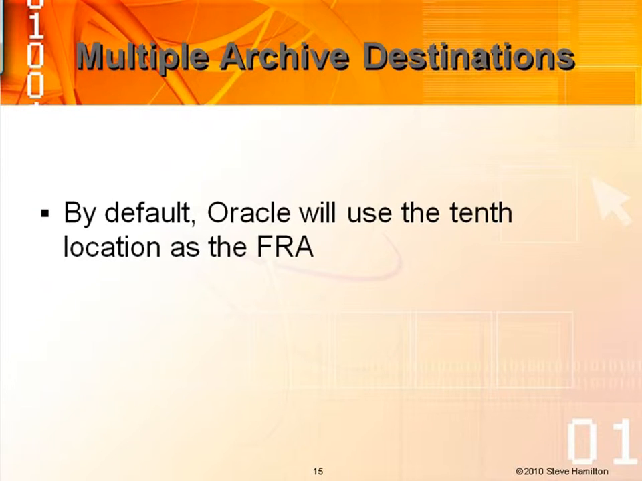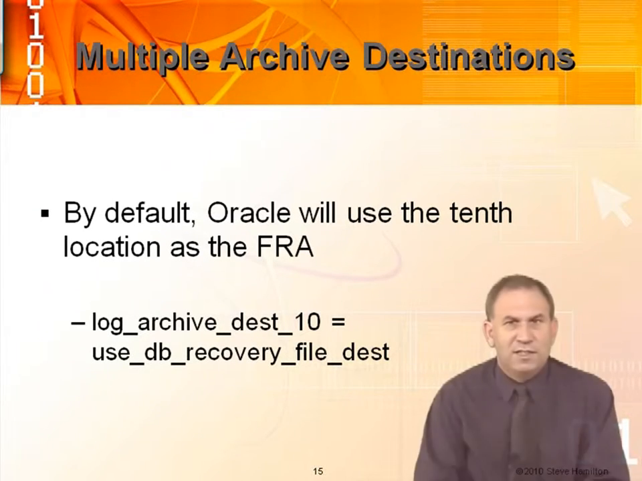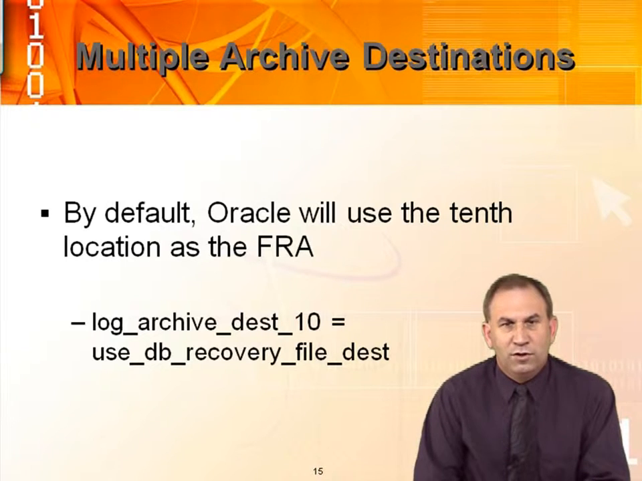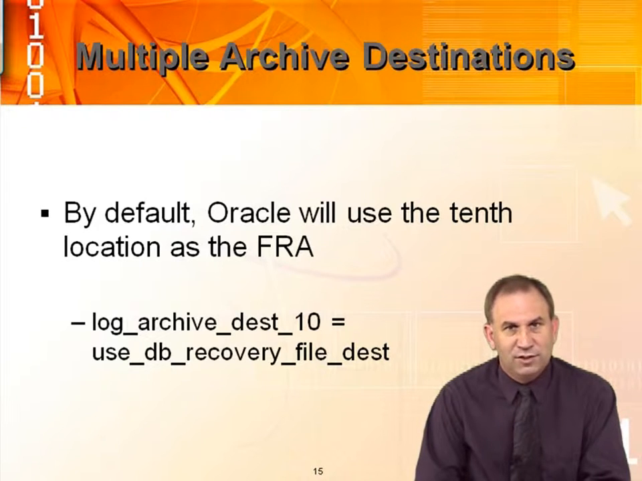By default, Oracle will use the 10th location from the FRA, or Flash Recovery Area. When you look at the initialization parameters, you will see this parameter, log_archive_dest_10. 10 is going to indicate the 10th destination, and it will be pointing to a dynamic parameter which is called use_db_recovery_file_dest. Now please keep in mind the recovery file dest is a dynamic parameter. Therefore, if I change my recovery file dest on the fly, then the 10th destination will automatically be changed as well.